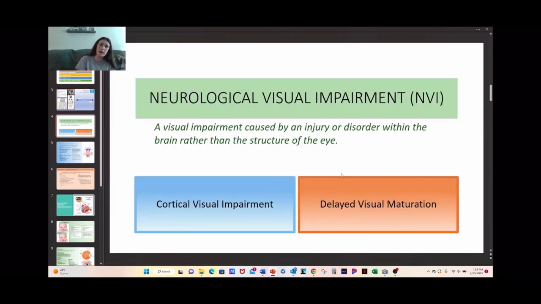So there are two different types of visual impairments, neurological and structural. We're going to start with neurological visual impairment, or NVI, which is a visual impairment caused by an injury or disorder within the brain rather than the structure of the eye. And the medical community certainly likes its categories because it is further separated in two groups: cortical visual impairment and delayed visual maturation.